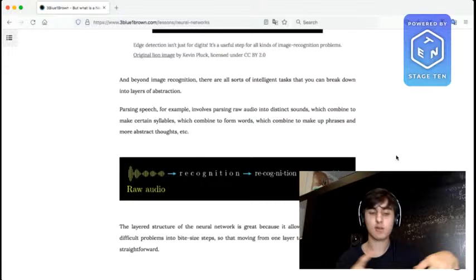The layered structure of the neural network is great because it allows you to break down difficult problems into bite-sized steps so that moving from one layer to the next is relatively straightforward.